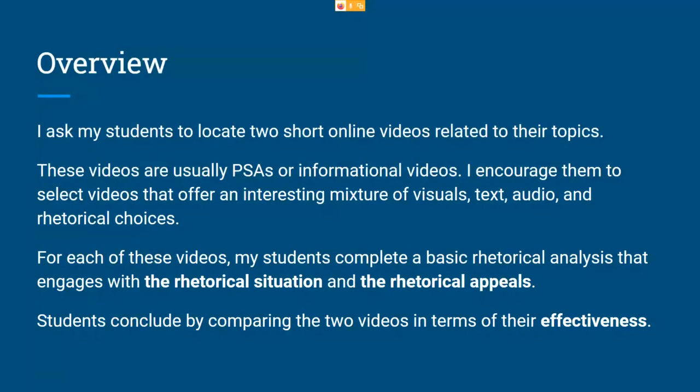Those tend not to be particularly useful, but the web is absolutely full of interesting public service announcements and multimedia informational videos that provide a lot of great material for rhetorical analysis. So once they find those 2 videos, all I ask them to do is to evaluate those videos in terms of 2 concepts in rhetoric, the rhetorical situation and the rhetorical appeals. That's it. Once they've done that for each of the 2 videos, I ask them to compare the videos in terms of their effectiveness. So it's a very simple assignment that just asks them to lay out a couple of key concepts and apply those concepts in very basic terms to a couple of relatively simple audiovisual texts.